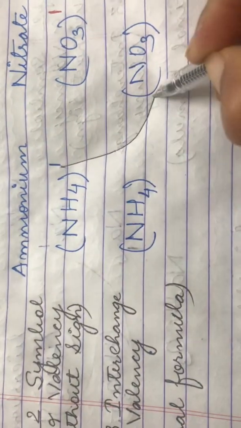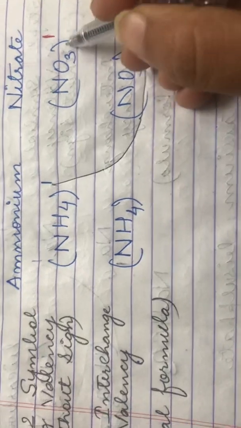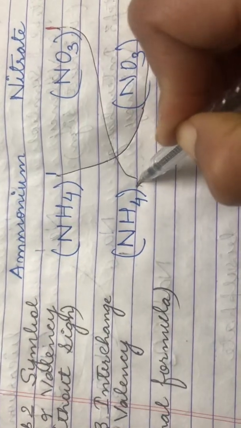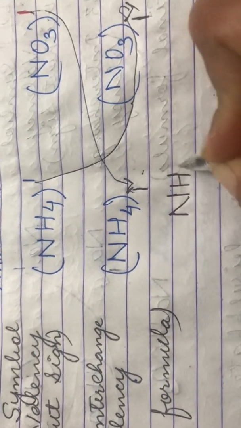Now you show the interchange. When you show the interchange, this one of ammonium comes down here below NO3. This valency of NO3 comes down here outside NH4, the whole NH4, 1. In the final answer, we write it as NH4NO3. N capital, H capital 4 in the subscript, N capital, O capital 3 in the subscript. We do not write 1 and 1 because even if we don't write, it means it is 1.